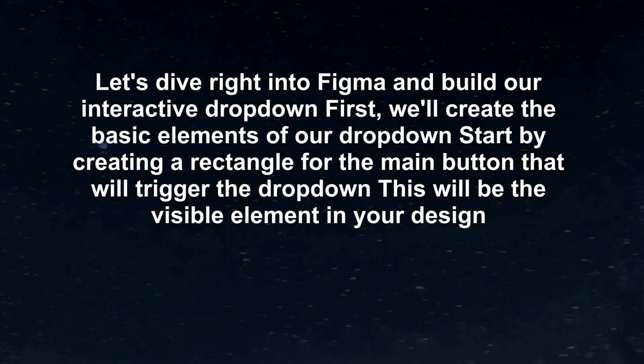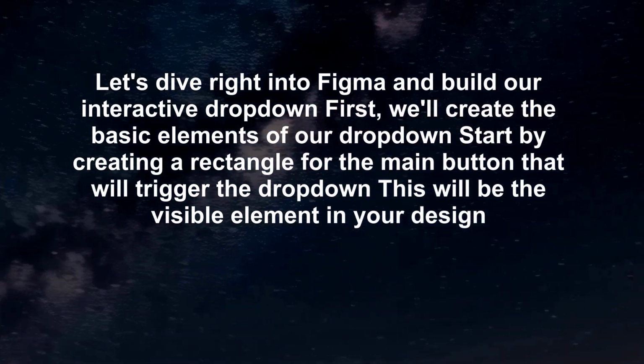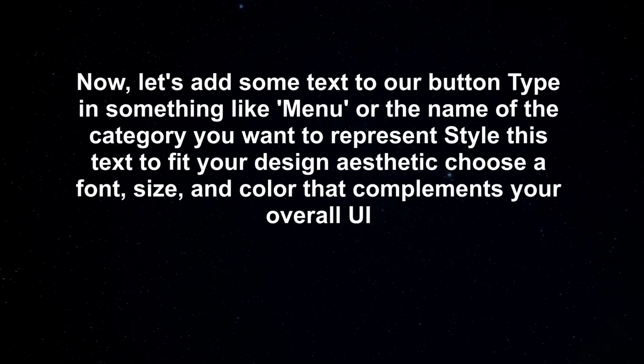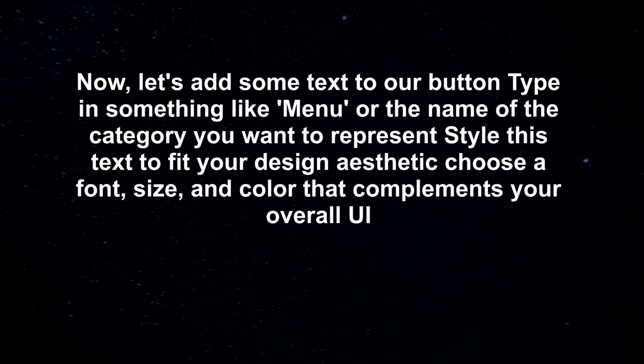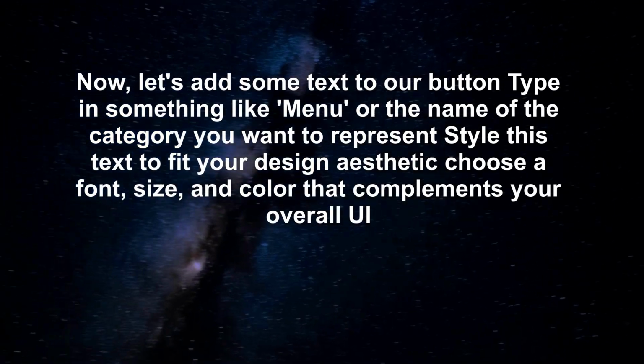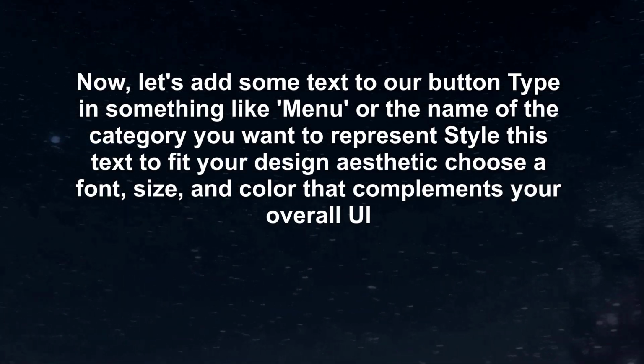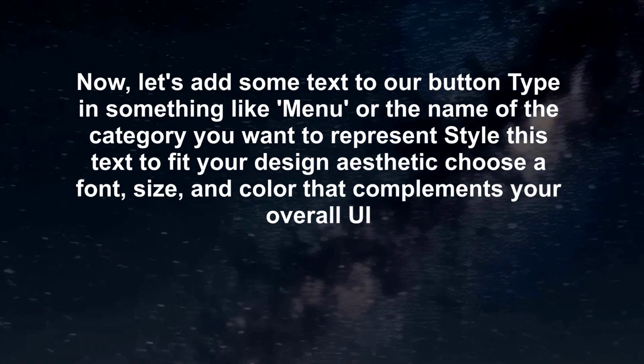Start by creating a rectangle for the main button that will trigger the drop-down. This will be the visible element in your design. Now, let's add some text to our button. Type in something like menu or the name of the category you want to represent. Style this text to fit your design aesthetic. Choose a font size and color that complements your overall UI.